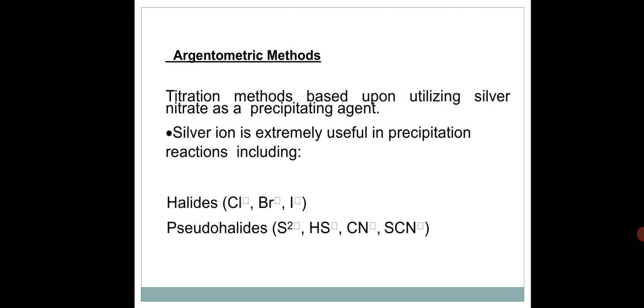The titration method which is based on utilizing silver nitrate is called the argentometric method, in which the silver ion is extremely useful, and reactions including halides and pseudohalides also.